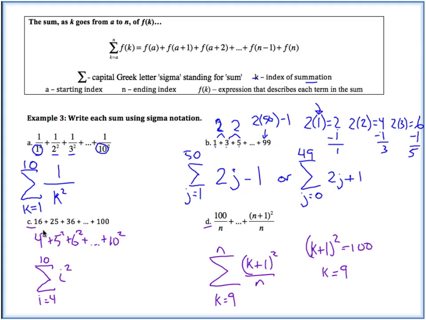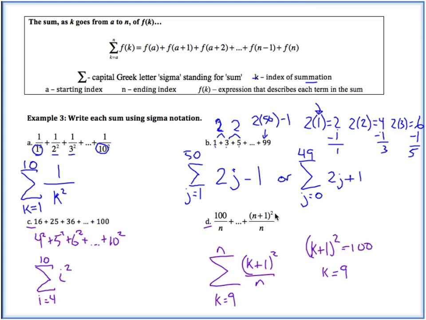Alright, welcome back. In letter C, you have to notice that this pattern is a series of squares, and it actually starts with 4 squared, then 5 squared, 6 squared, and goes all the way up to 10 squared. So my pattern goes from 4 to 10 of i squared.